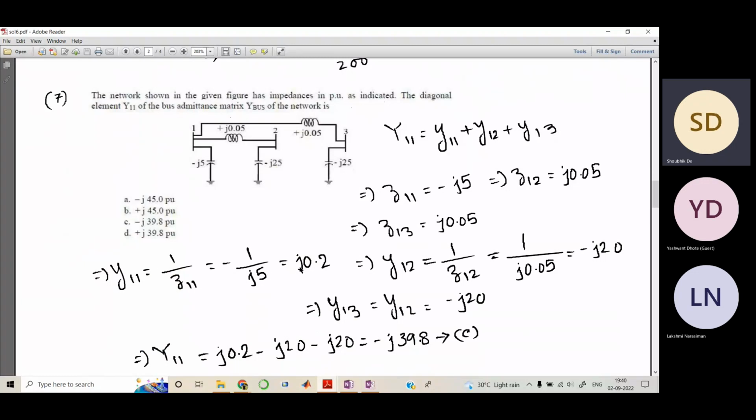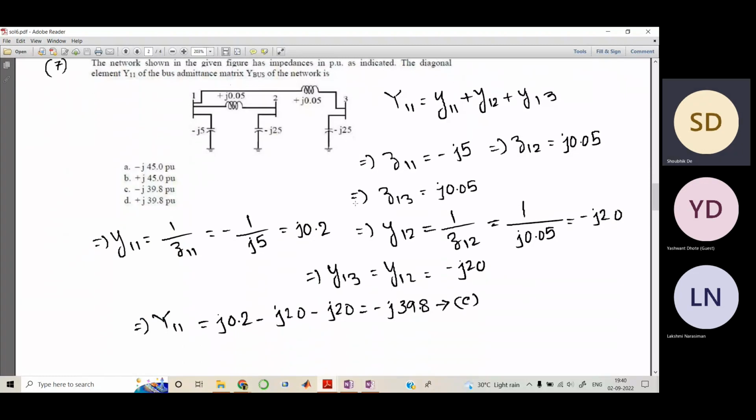Therefore, your y11 would be j0.2. You get your y12 as minus j20, and also y13 would be minus j20, since z13 was equal to z12. Now you just take the sum of these, since this is the summation of all the three admittances. You add this up, it comes out to be minus j39.8, which is your option number C. Pretty simple problem. I hope it was clear.